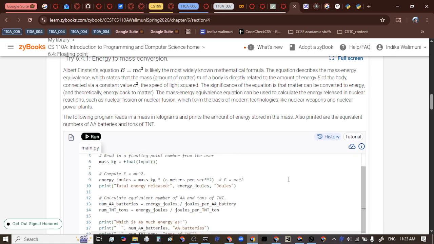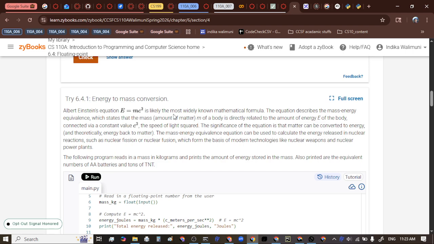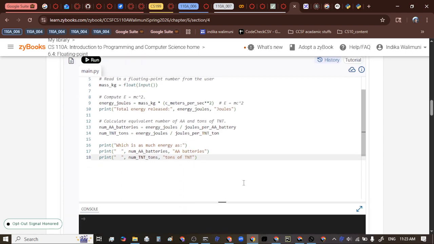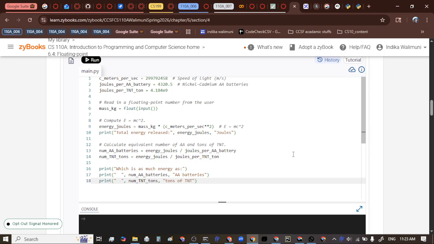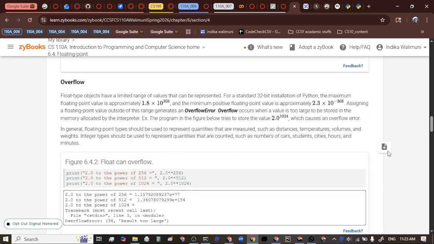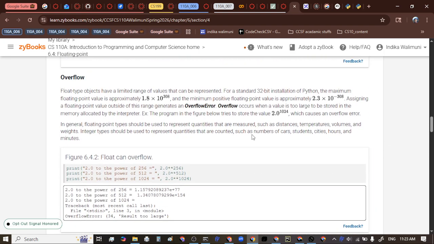And so that's the program that solves that equation, right? You guys can run it. Okay. So here's a question. We already talked about integers, right? What is the limit of integers that we can have in Python?